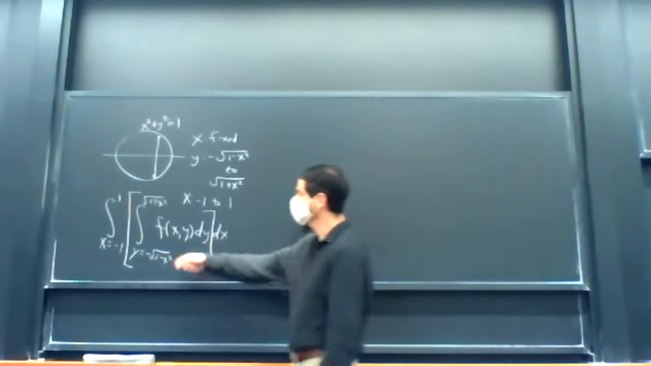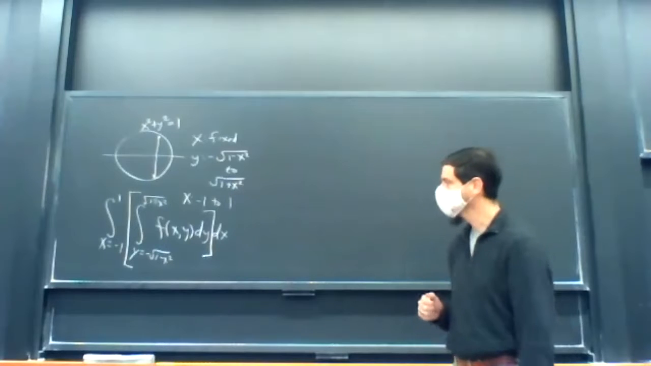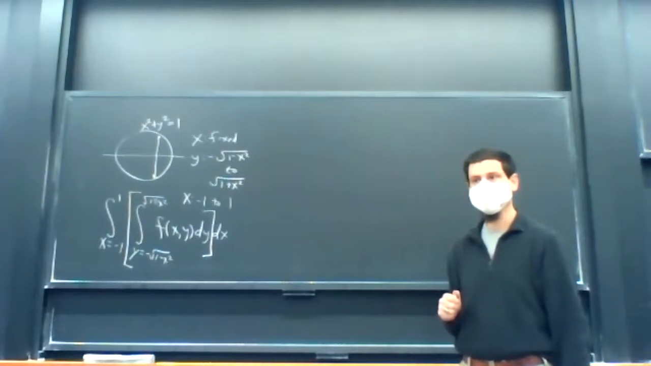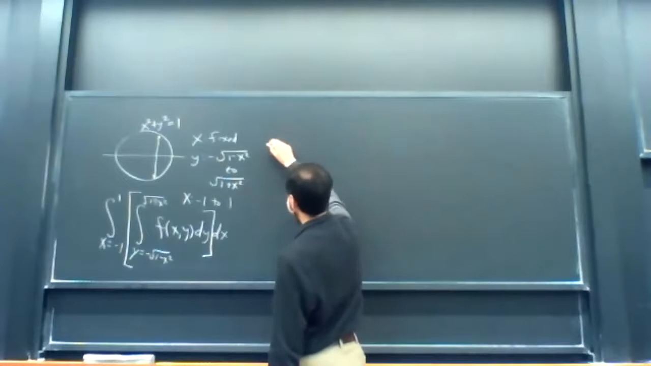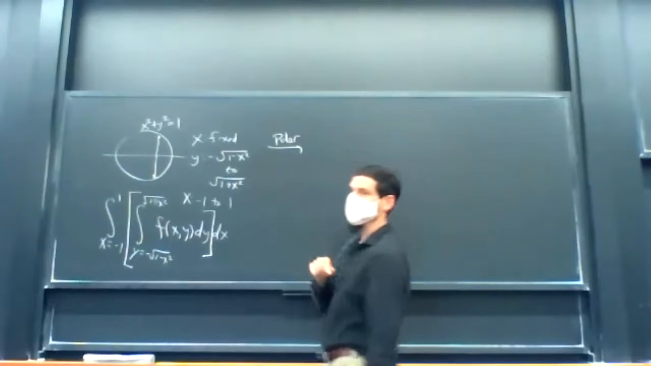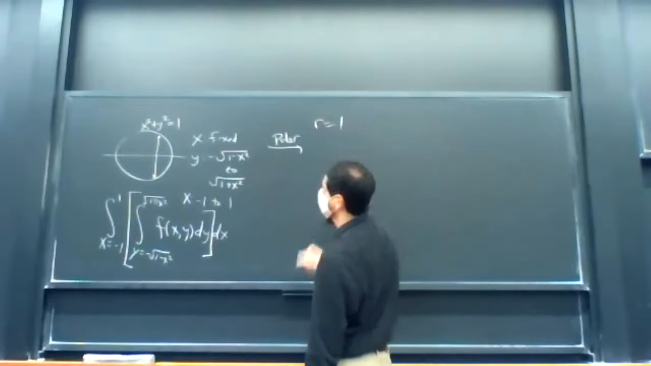Now the bounds of integration depend on x. So depending on the value of x, the range of y is going to be different. This is one of the reasons why polar coordinates are awesome. If we shift to polar, x squared plus y squared equals 1 becomes r equals 1.